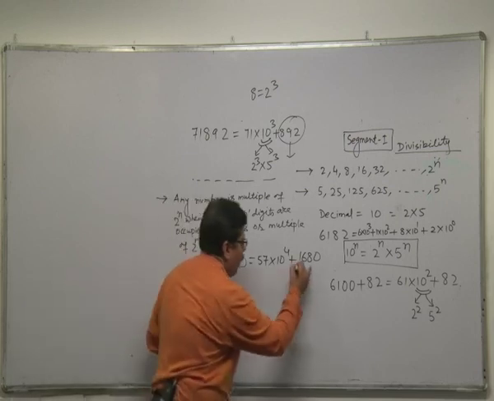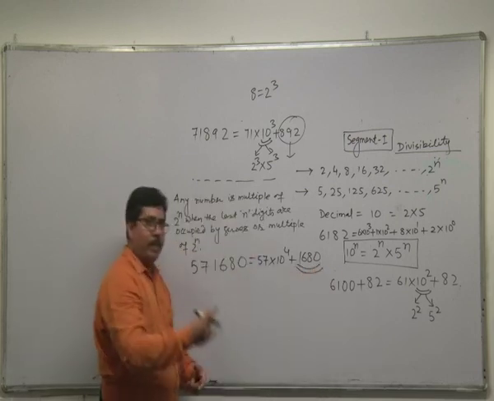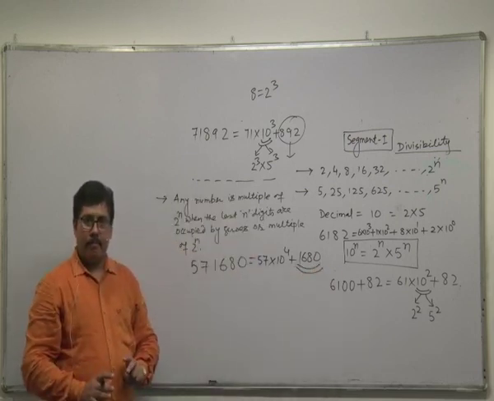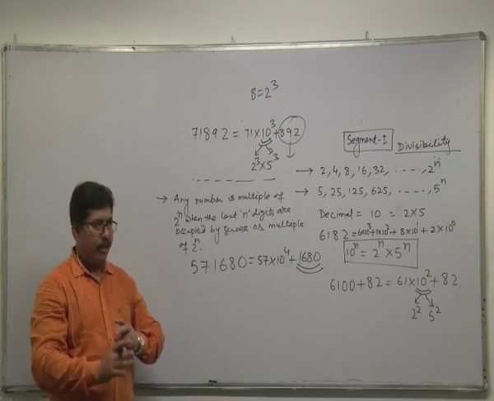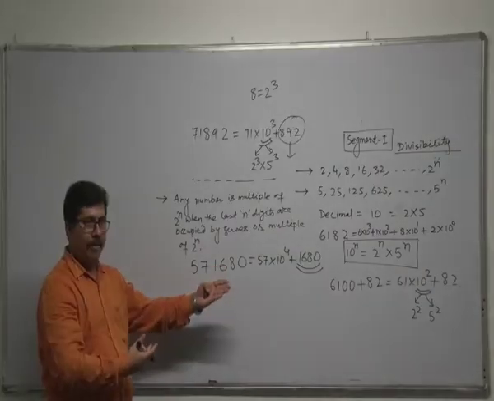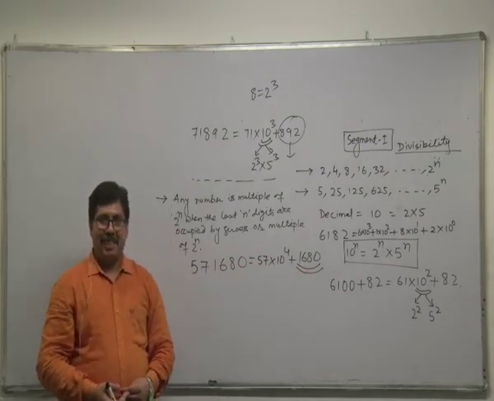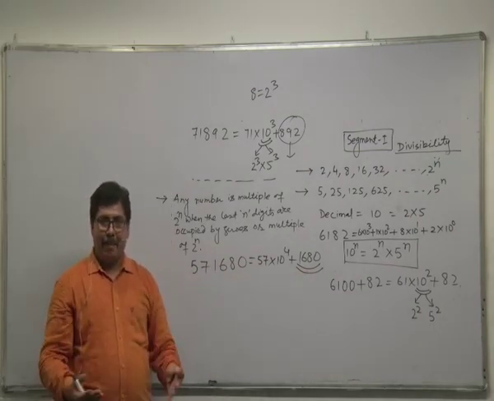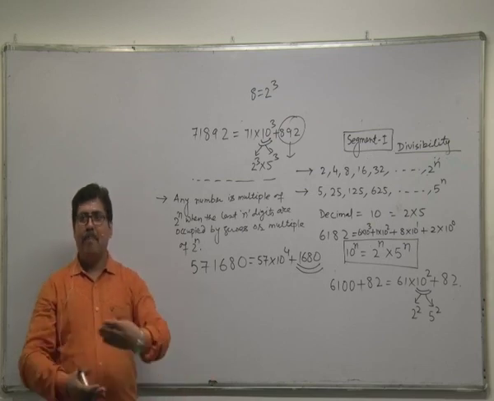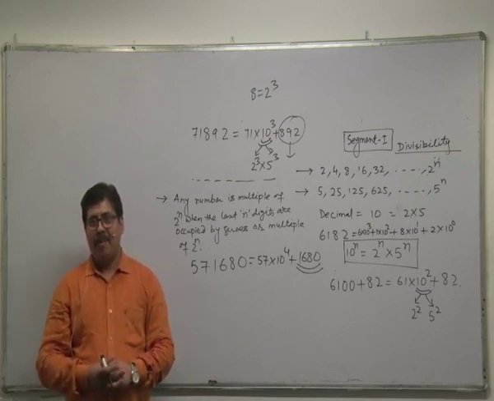So is 1680 a multiple of 16 or not? It is quite evident from this number that 16 as well as 80 is a multiple of 16. This number is a multiple of 16, so the whole number is a multiple of 16.